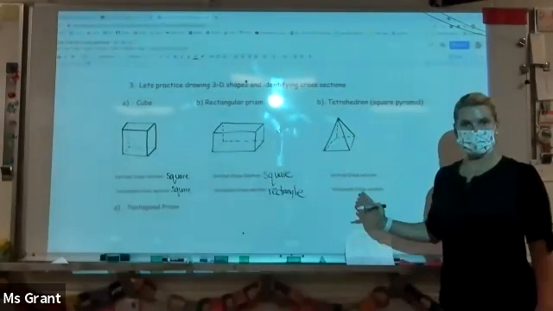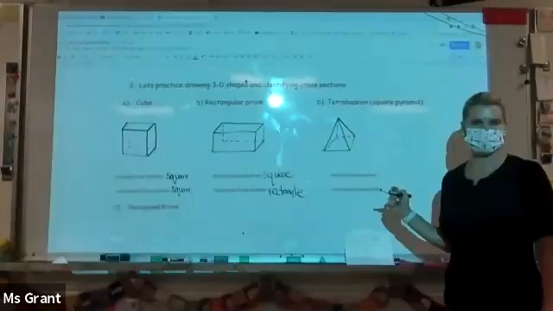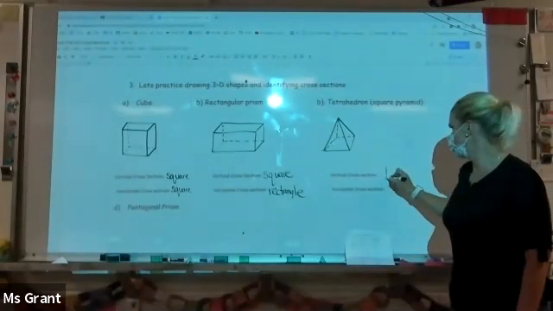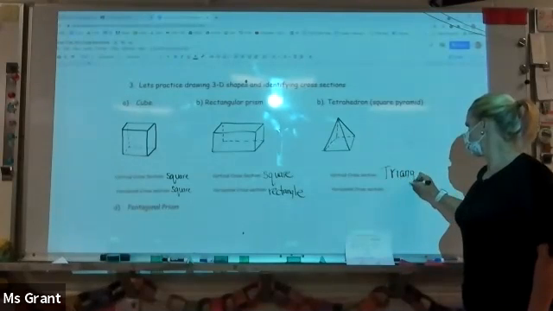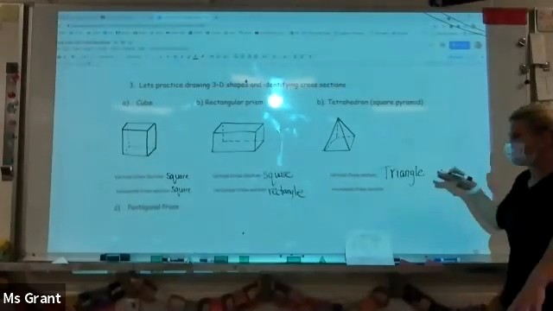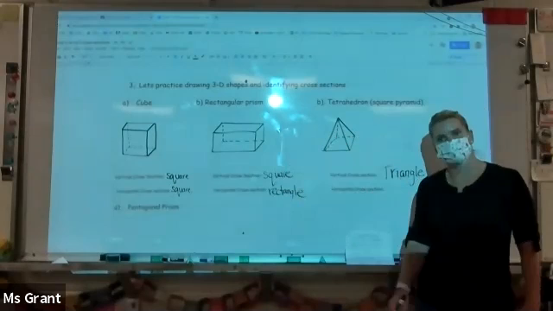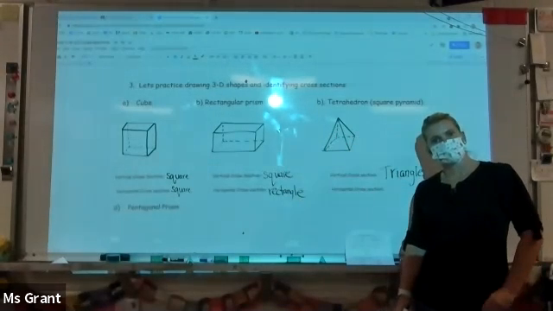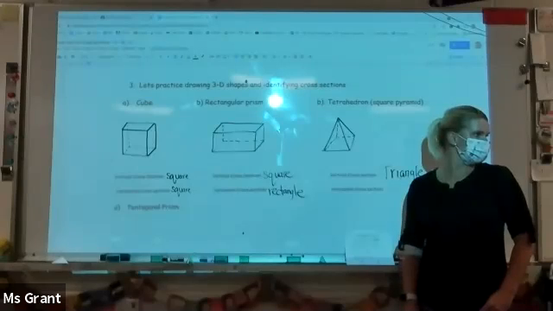Vertically, up and down, what shape am I going to have? Vertical cross section. Triangle. And this is good because it's different. Someone on Zoom. Horizontally, what's my cross section? On Zoom. Square. Square, thank you. Good.